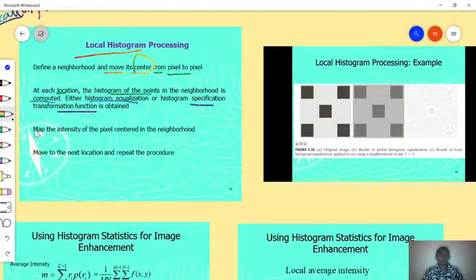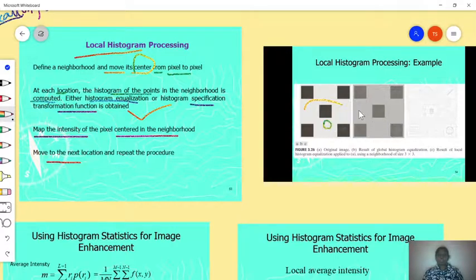And then we are mapping the intensities of the pixel centered in the neighborhood. Then move to the next location and repeat these steps. This is the procedure to do local histogram processing. And suppose if you see here, this is the original image. See, some data is missing, hidden within the original image.